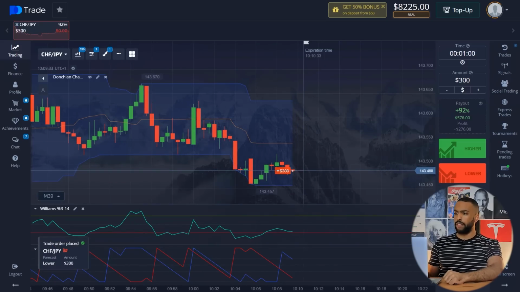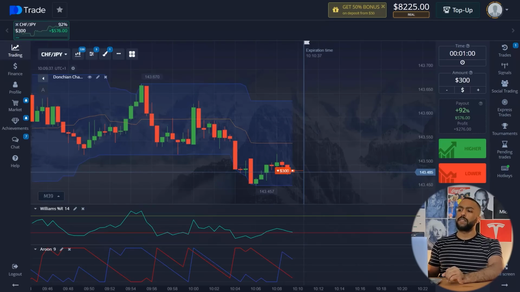I opened a down trade for $300 for 1 minute. What did the indicators tell me? The Williams line has made a reversal and is beginning to decline, approaching the 80 level from top to bottom. Thereby, this is a signal of a possible decline in price.